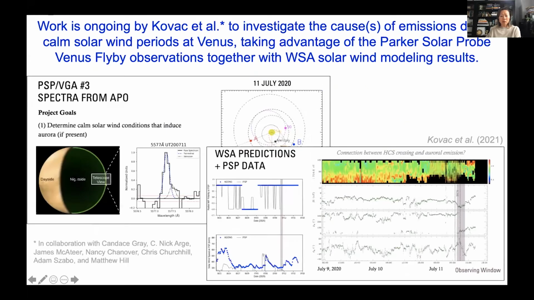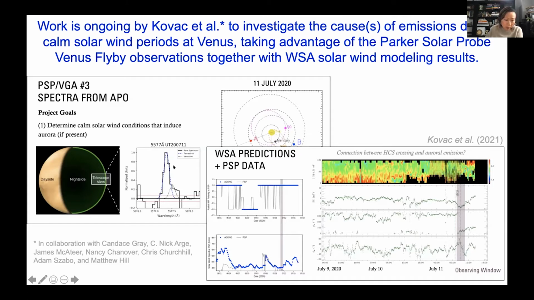And Sarah Kovac and her team are actively studying the causes of the green line emissions, particularly during calm, quiet solar wind periods. They're taking advantage of the Venus flybys from Parker Solar Probe observations of the flybys, together with modeling of the solar wind parameters from the WSA model. And so that's what I'm showing here. So some of the WSA predictions of the flyby overplotted with Parker Solar Probe.